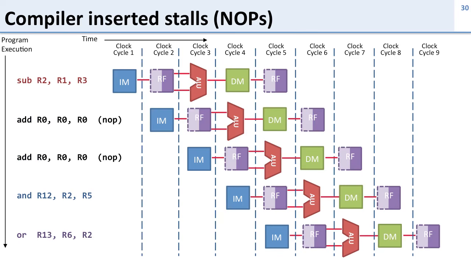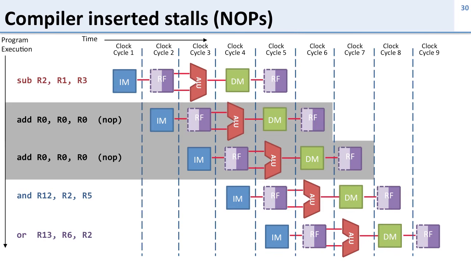Another approach to solving this problem is to have the compiler insert stalls, or no-ops. No-ops are instructions that don't do anything, no operation. And we can do a no-op by doing add R0, R0, R0. This says add 0 plus 0 and store it into R0. Since we can't write to R0, this has no effect. So if the compiler inserts these 2 no-ops into the code, then we don't have to do any hazard detection because we push the instructions far enough apart.